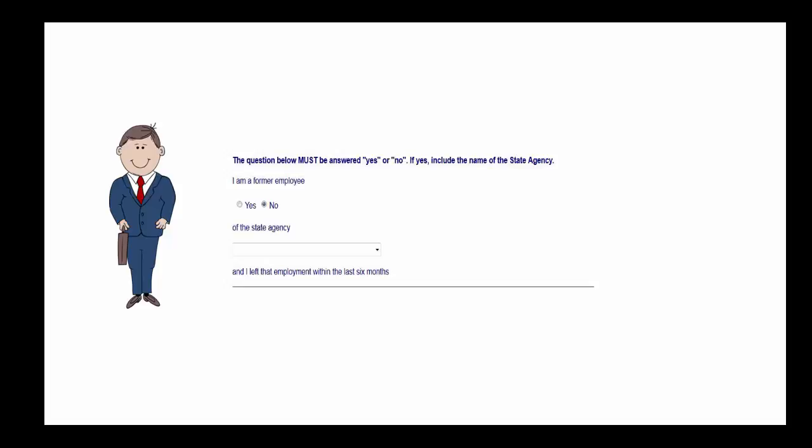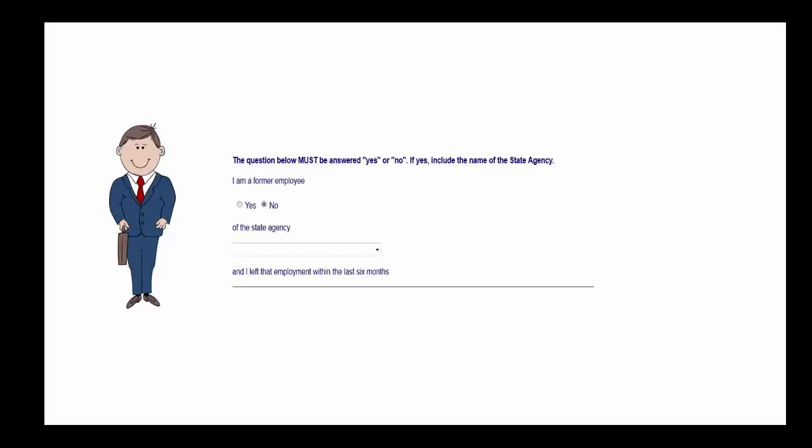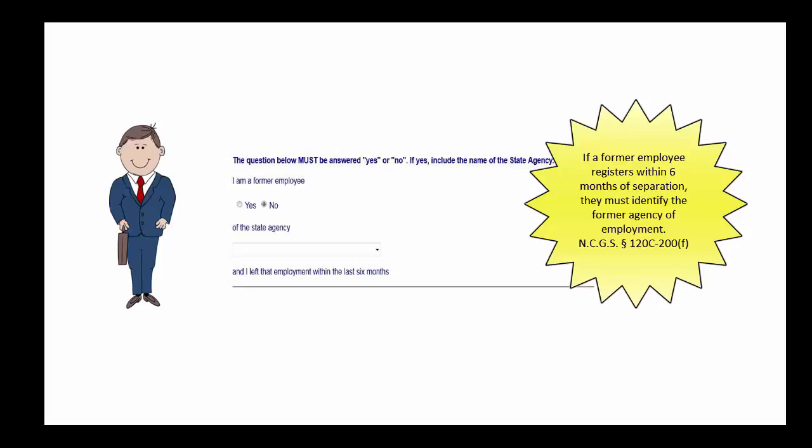Once the principal information is provided, I must answer questions about my previous employment with the state of North Carolina. Am I a former employee of a North Carolina state agency? If yes, I have to identify the name of that agency. A former state employee cannot register to lobby their former agency until after 6 months of separation. This is true for voluntary separation or separation for cause. If a former employee does register within 6 months of separation, they must identify the name of the former agency.